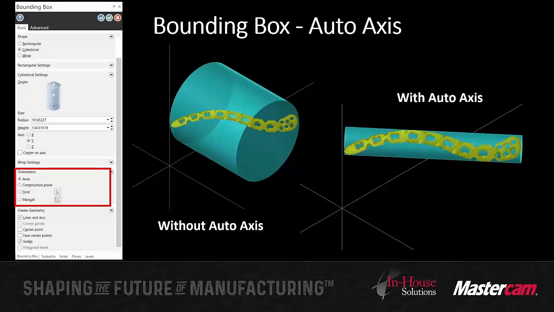Bounding box auto axis. So when creating a bounding box, you can now choose between auto orientation, allowing Mastercam to determine the best orientation for the shape to fit the selected features. The benefit of this is you can use that feature to best fit to the part to an axis, even when it is a difficult part that would normally be almost impossible to orient properly.